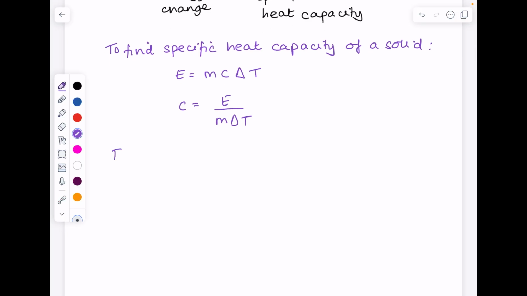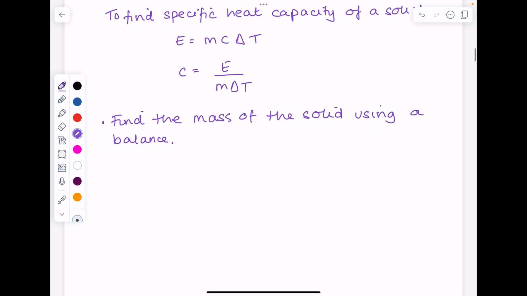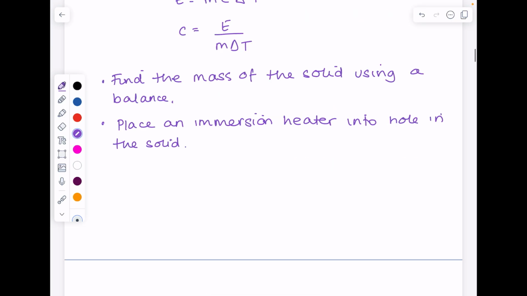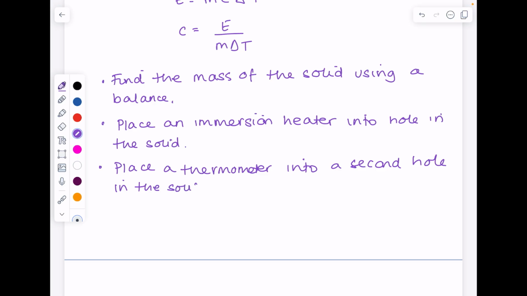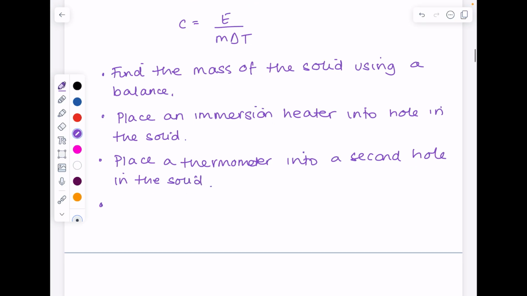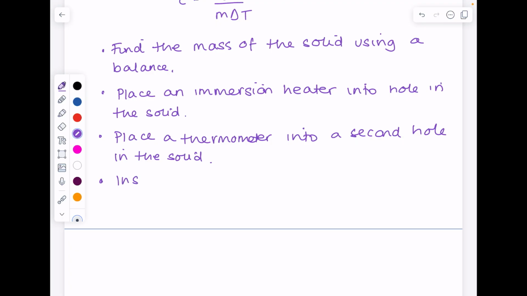First of all, find the mass of the solid. Always mention apparatus. So we find the mass of the solid using a balance. We need a way of heating our solid, so actually we're going to use an immersion heater to do that. Because we need to be able to measure temperature change, we're going to place a thermometer into a second hole in the solid. We don't want to lose a lot of energy to the surroundings, so it's quite important to insulate our solid simply using something like cotton wool.